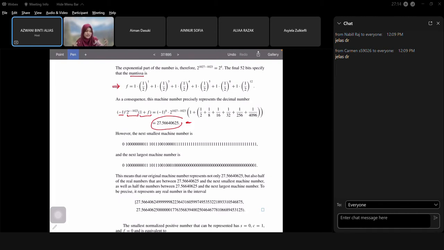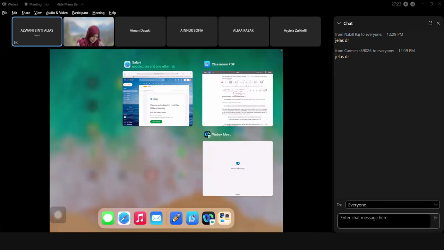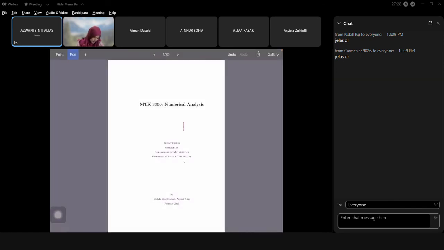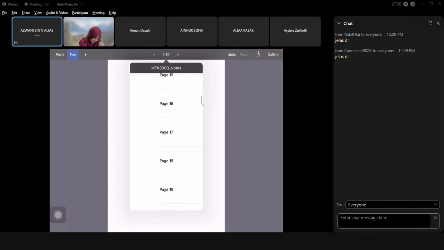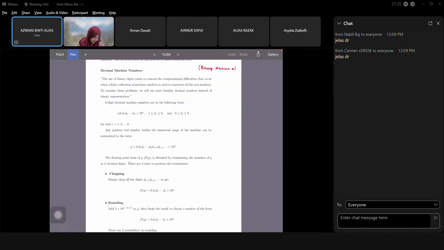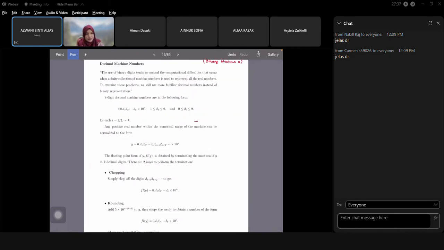Okay, tapi kita tak ajar sebab dia more to the computer punya part lah. Okay. Alright, jelas? Okay, now, sorry. Okay, so now decimal machine number kita ajar sebab ini melibatkan pengiraan kita sama ada kita nak chop ataupun rounding kita punya rational number tersebut lah. Okay.